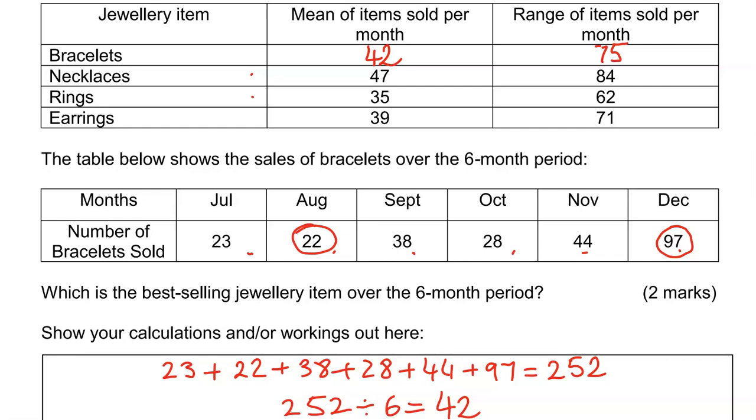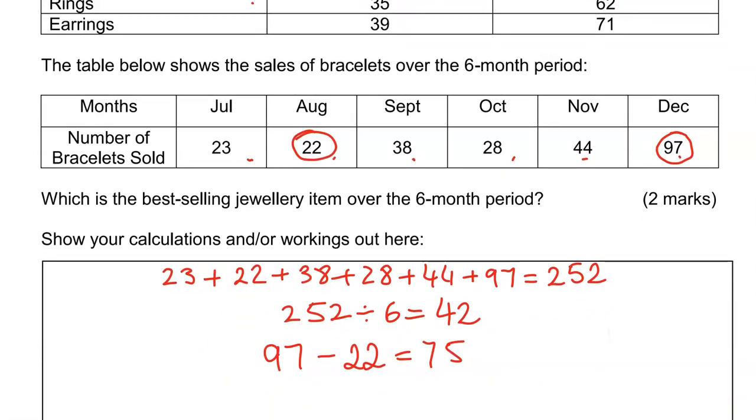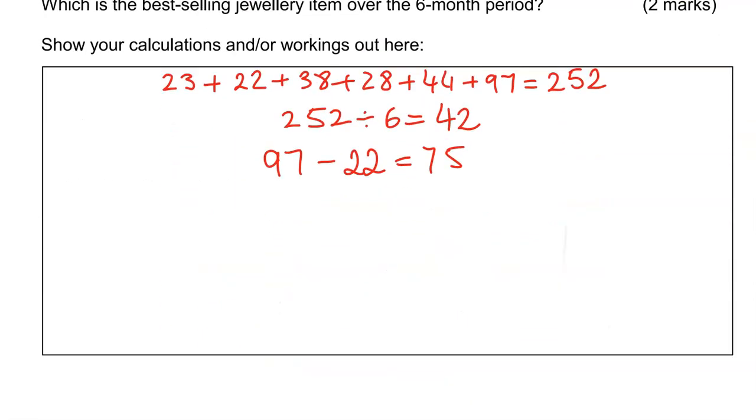So to answer the question, which is the best-selling jewellery item over the 6-month period, looking at the mean, so on average, it was the necklaces that did better, because we've got an average of 47, and that's higher than the rest of the items. So we're going to say necklaces.